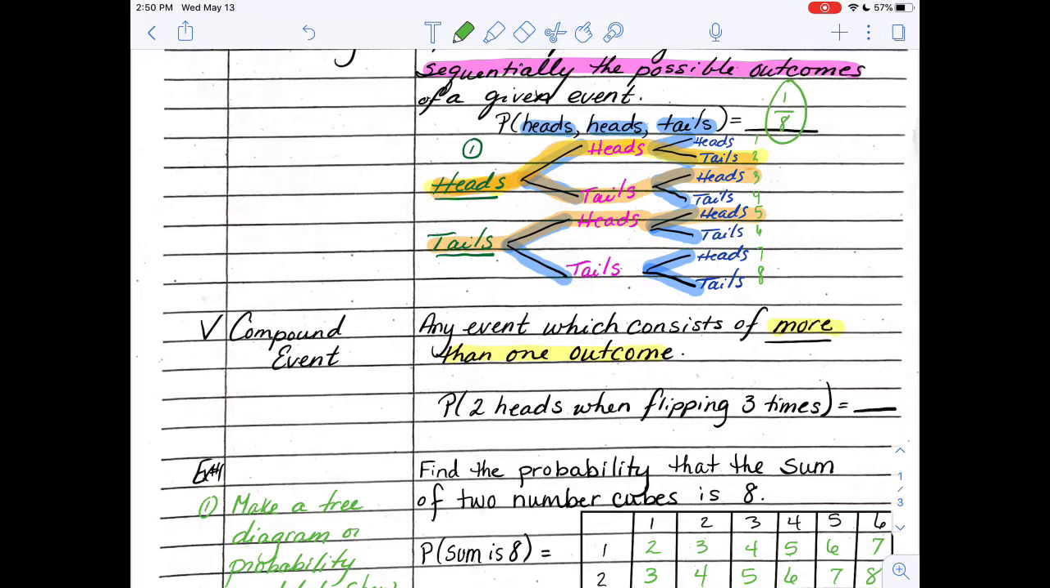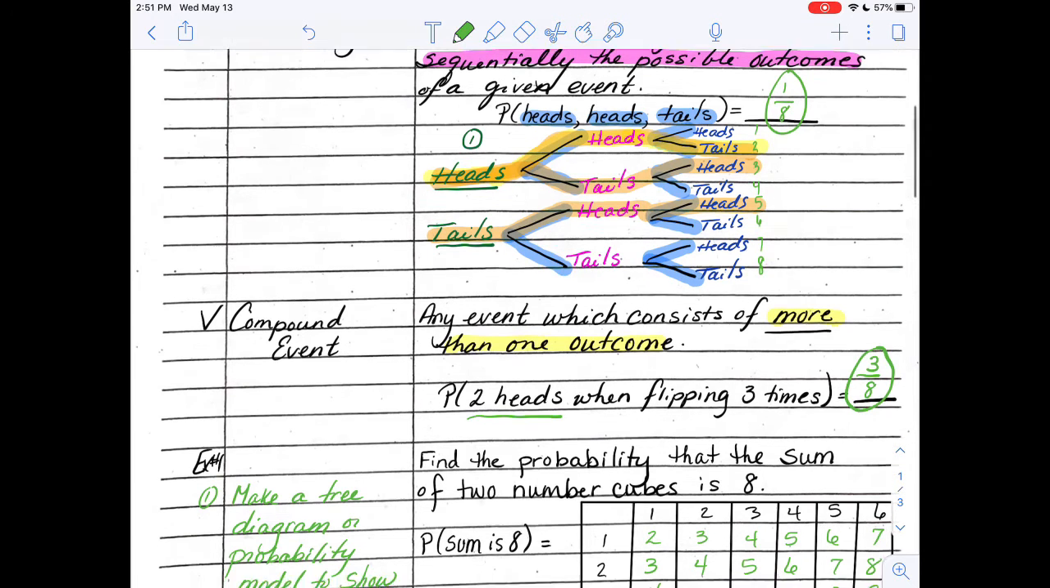So what's the probability that I get 2 heads when I flip the coin 3 times? I got 1, 2, 3 different paths out of those 8. That's a compound event, because that showed me more than one branch on that tree diagram.